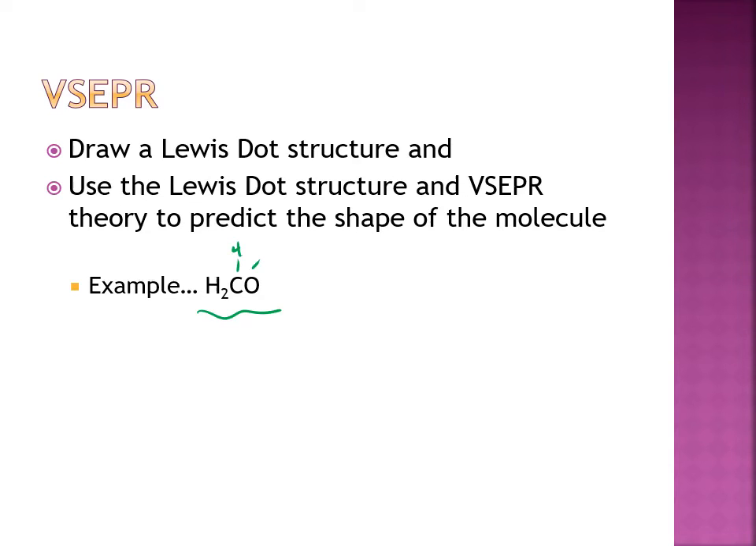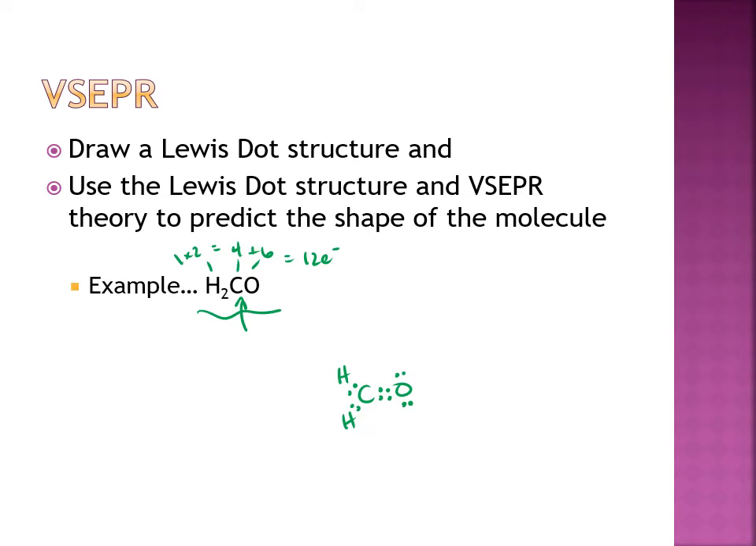Carbon has 4 electrons, oxygen has 6, hydrogen each has 1. 1 times 2 is 2. 2 plus 4 plus 6 is 12 electrons total. Carbon's going to be my central atom. Oxygen's going to be here, and then I'm going to have hydrogen and hydrogen. I'm going to start with 2, 4, 6, 8, 10, 12. We are so close, 8 is great, except for hydrogen, which is happy with 2. Except carbon right now only has 6 valence electrons instead of 8. So I'm going to steal away from oxygen. We're going to make a double bond right there.